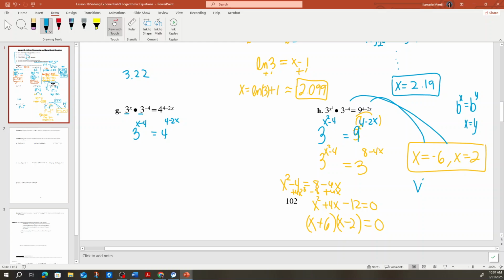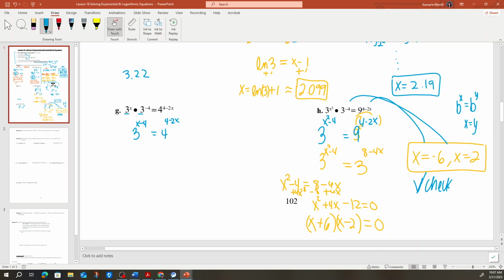Does X have to be greater than 0? No, and be careful, when we get to logs, X doesn't have to be greater than 0. Inside my log has to be greater than 0. So be careful about those. Now, when you go to check this, you just make sure that it works and that they get to be the same answers.